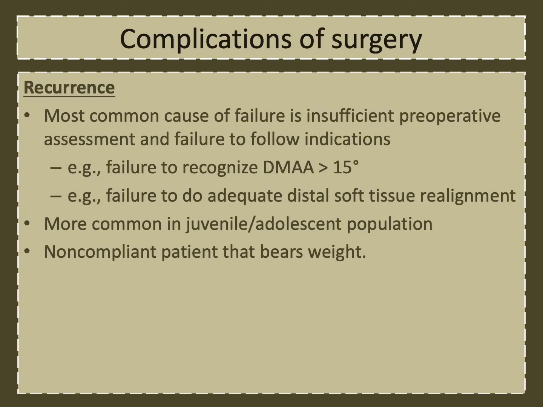In terms of complications of surgery, each surgery has a couple of unique complications, but recurrence certainly does happen. The most common cause of failure is really insufficient preoperative assessment and failure to follow the indications. So when we talked about why so many of the distal chevrons fail, it's really because it was done for bunions that were a little too severe for that particular operation. Recurrence is more common in juveniles and adolescents. I think for some of this, it's because people fail to recognize that they need to make the double osteotomy and really get that joint back.